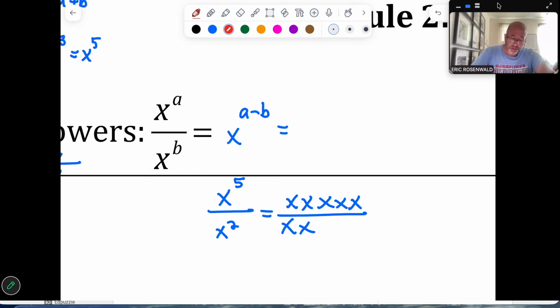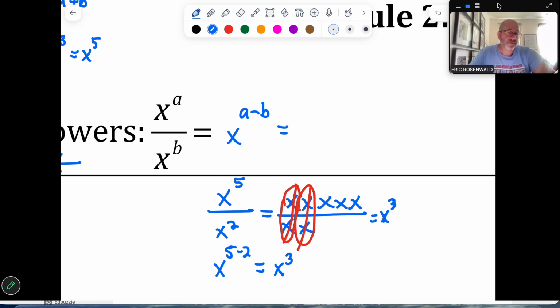Why is that? Well, what's any number divided by itself? It just equals a 1. Any number divided by itself is just equal to a 1. So we're left with 3 x's here. And so what's the shortcut for this? We could have just simply said that x to the 5 minus 2 is 3.